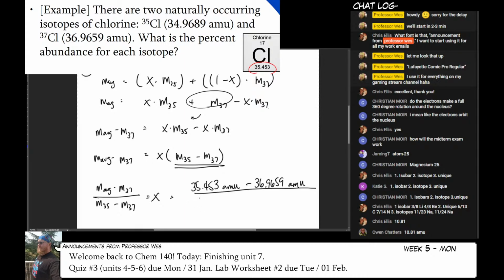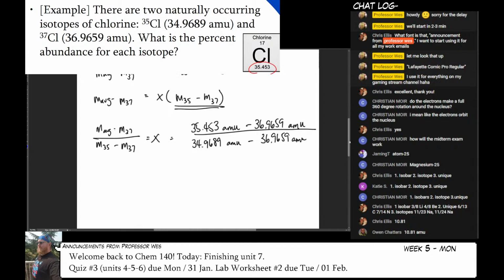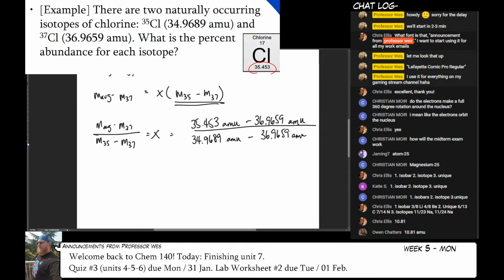Divided by 35 mass minus 37's mass. All right. Don't cancel these out. You can't do that with subtraction. We have to do the subtraction first before we can do any division. So I'm going to record these to the correct number of sig figs. These both go down to the thousandths place. These go down to the 10,000ths place when I do the subtraction vertically.